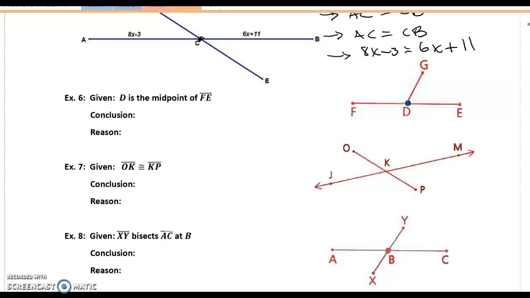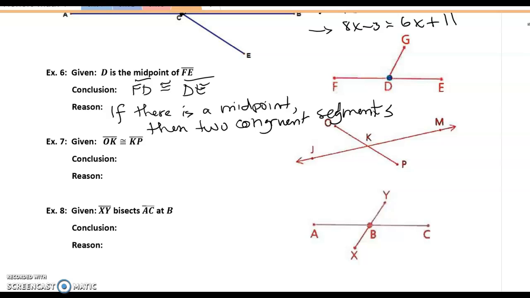So number 6 says D is the midpoint of segment FE. So what can we conclude? Well, we can conclude that segment FD is congruent to segment DE. What would be the reason? Well, if there is a midpoint, then we know there has to be two congruent segments.